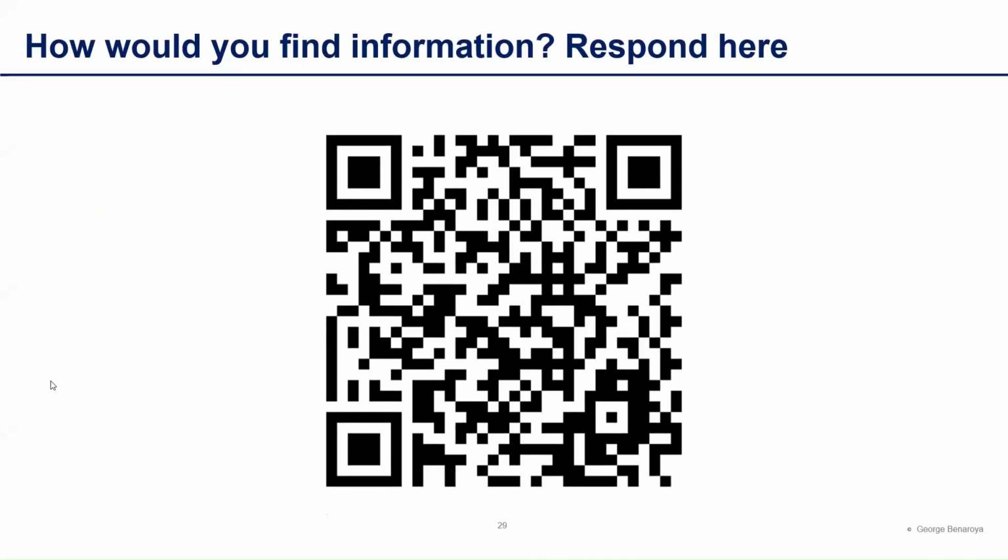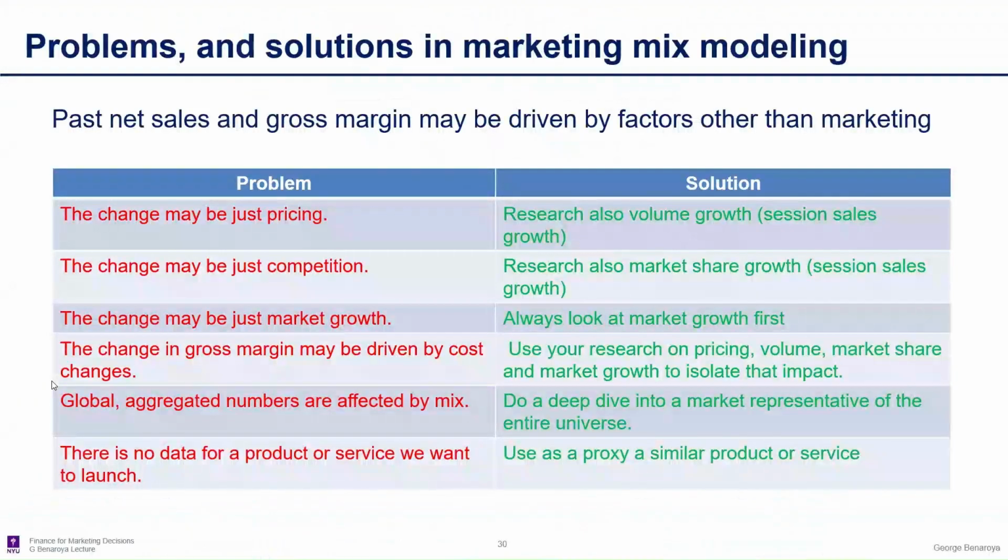Problems and solutions in marketing mix modeling. Problem, the change may be just pricing. Solution, research also volume growth. Problem, the change may be just competition. Solution, research also market share growth, versus sales growth. Problem, the change may be just market growth. Solution, always look at market growth first.